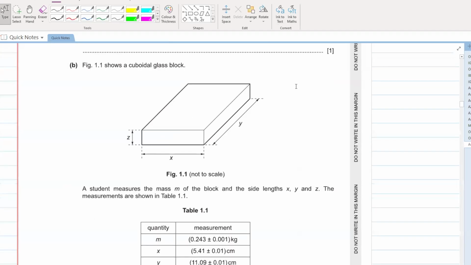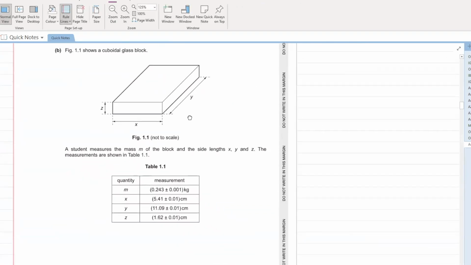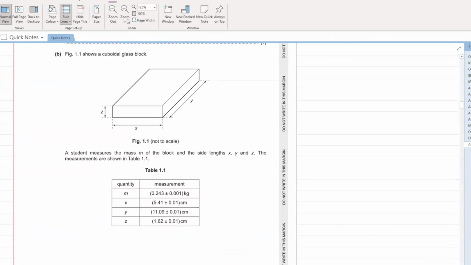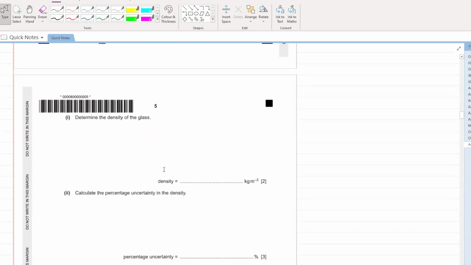Figure 1.1 shows a cubical glass block. A student measures the mass of the block and the side lengths x, y and z. The measurements are shown in Table 1.1. The student measures the mass, the length, the breadth and the height of this cube. What do we have to do? Determine the density of the glass.